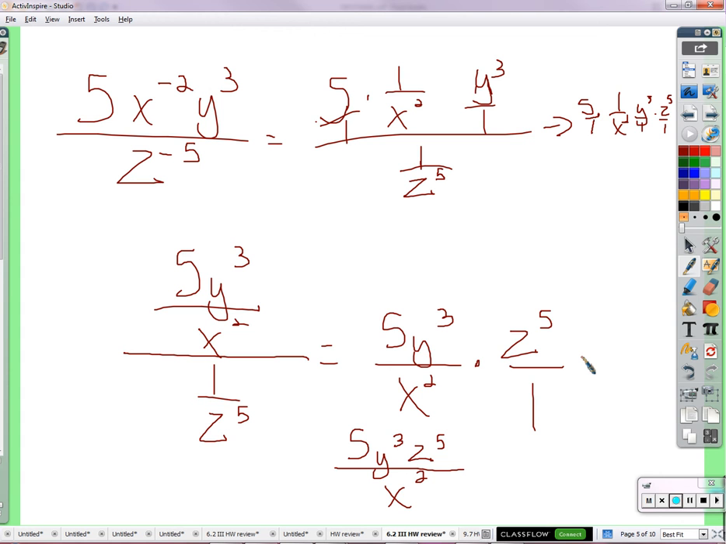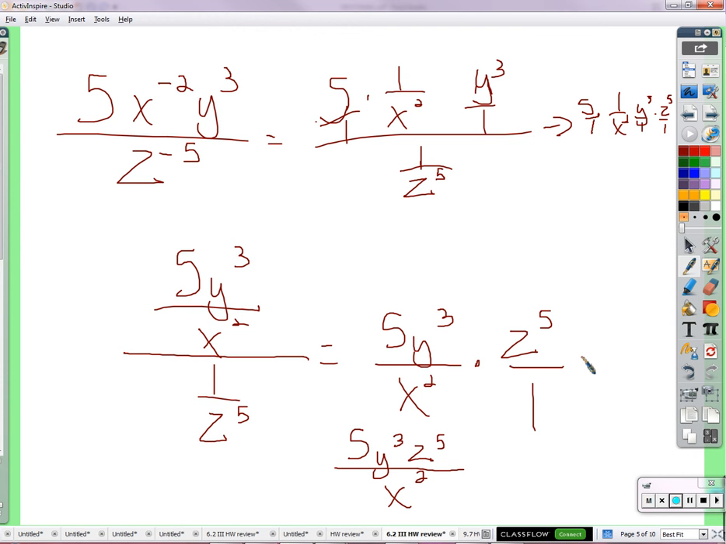Okay, I don't want to say switch because it's not like they need to switch, but this x to the negative 2 is 1 over x squared, and so it seems to make sense that it would move to the denominator, and the z to the negative 5 is in the denominator and is a negative exponent, so it would make sense that it would come up into the numerator and have a positive exponent.